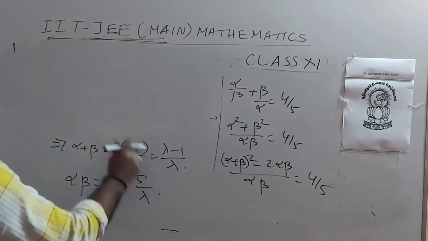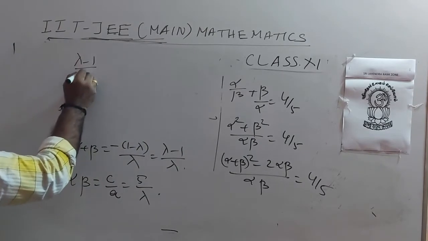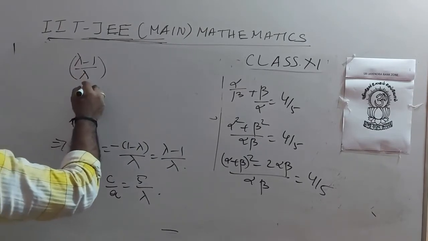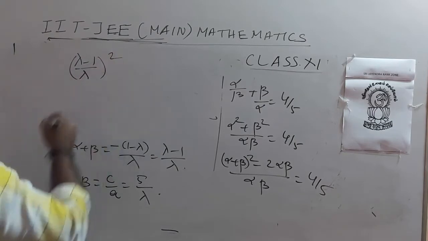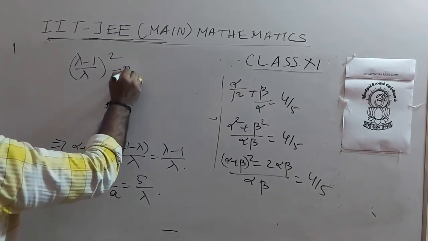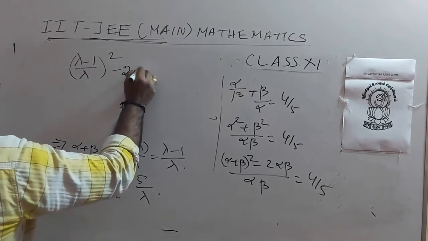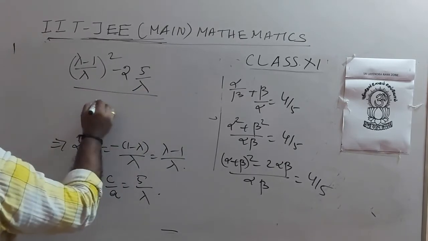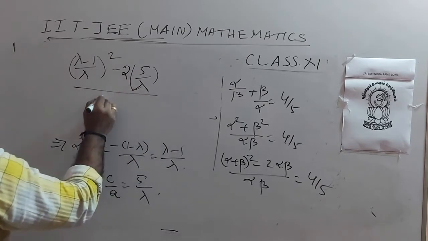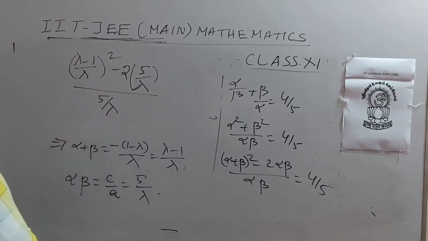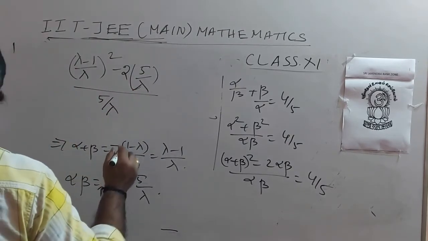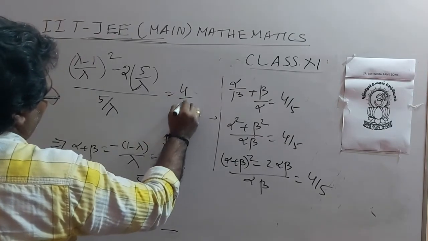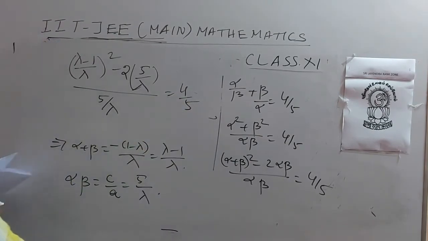In place of alpha plus beta we have lambda minus 1 by lambda the whole square, minus twice alpha beta, 5 by lambda, 5 by lambda equal to 4 by 5.